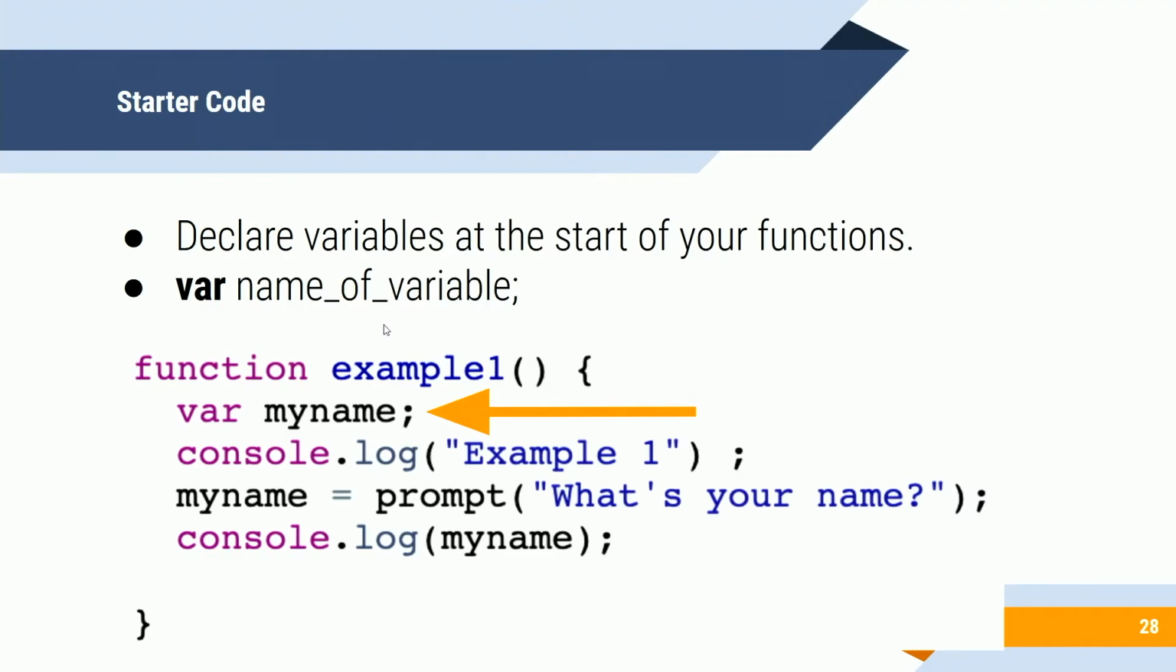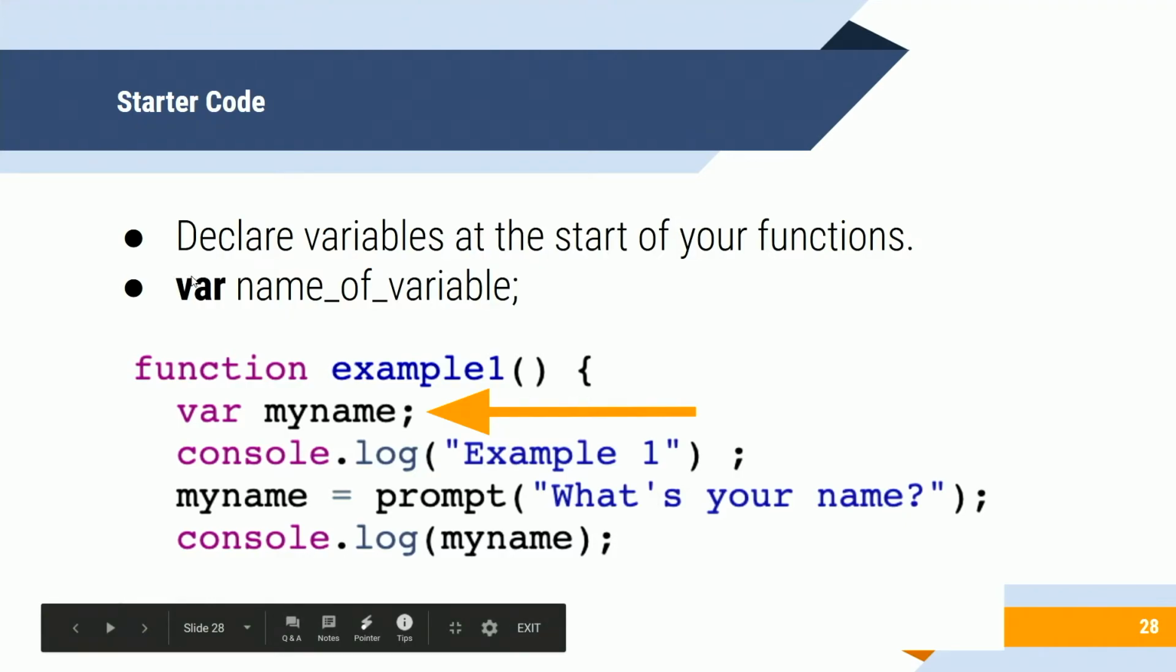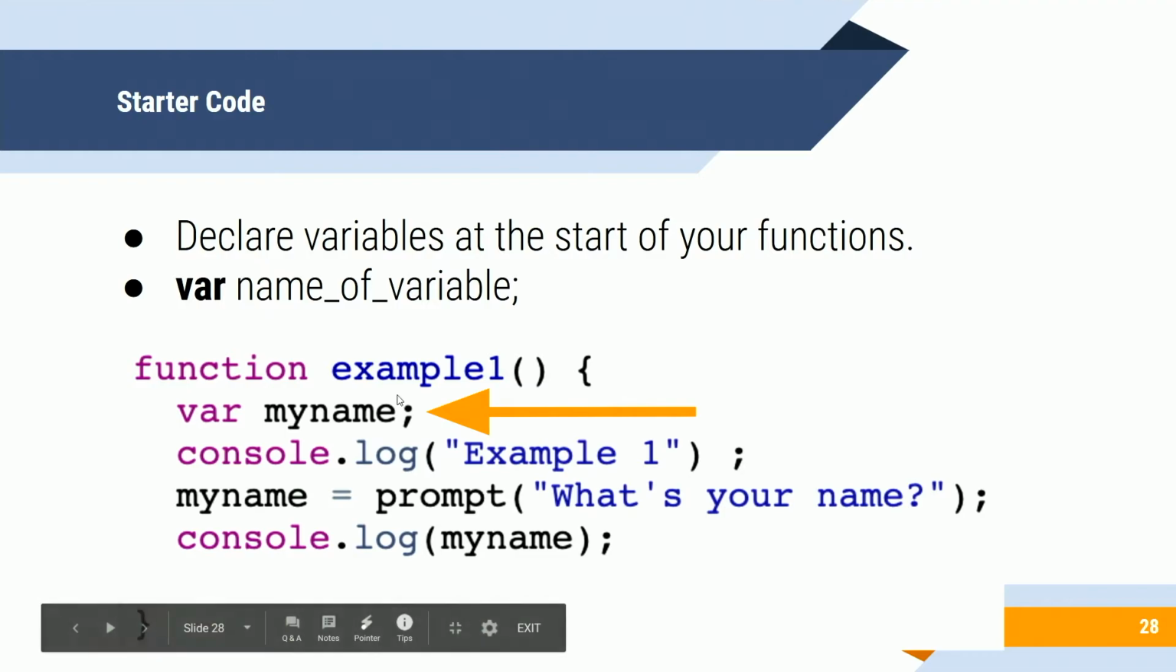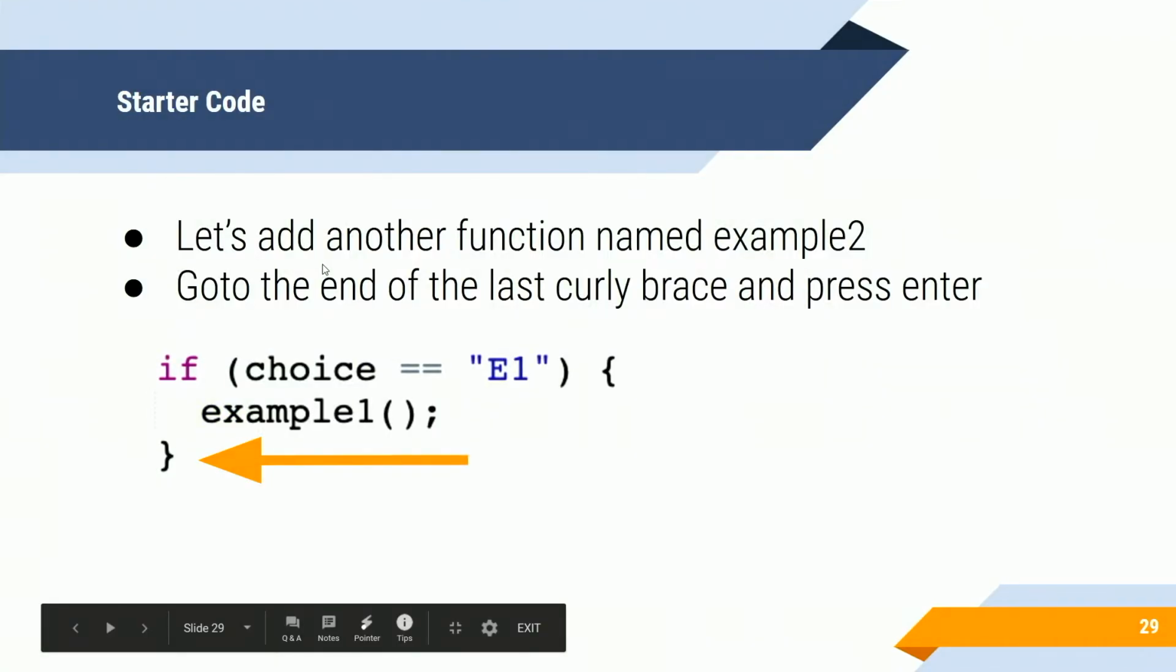So declaring variables at the start of your functions. So when you're creating a new variable, this is the way I want you to do it. Just say var space and the variable name. Make sure you put that at the very top of your function that you write. That'll make it very clear where your variables are and where you're declaring it.